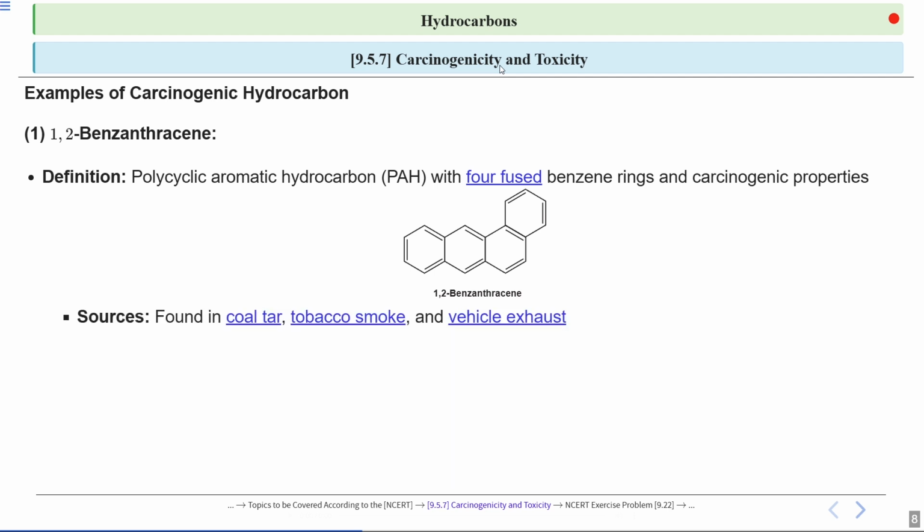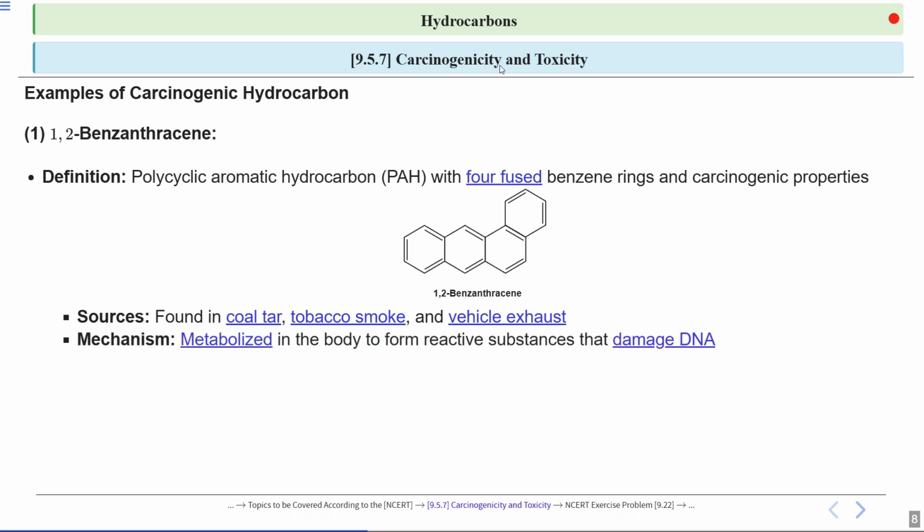Now let's talk about where we find 1,2-benzanthracene. It is present in coal tar, tobacco smoke, and vehicle exhaust. These are all common sources in our environment, which means people can be exposed to these compounds in everyday life, especially in polluted areas or through smoking.